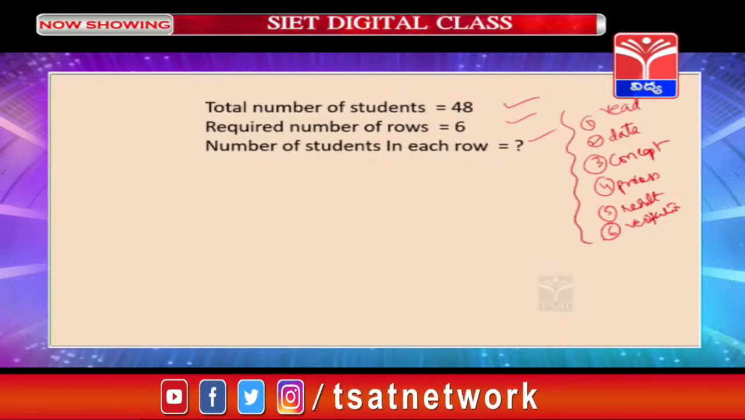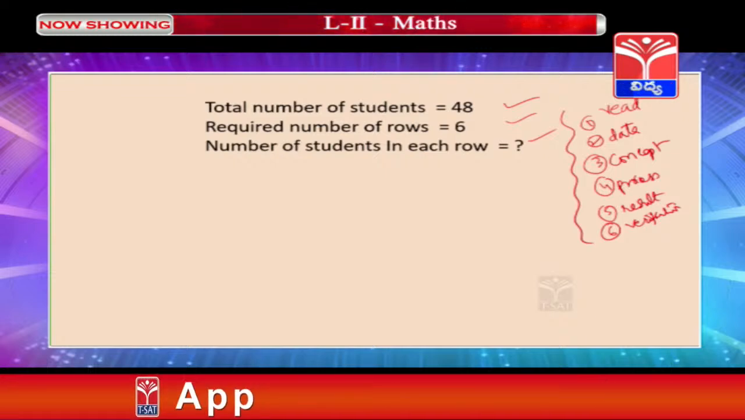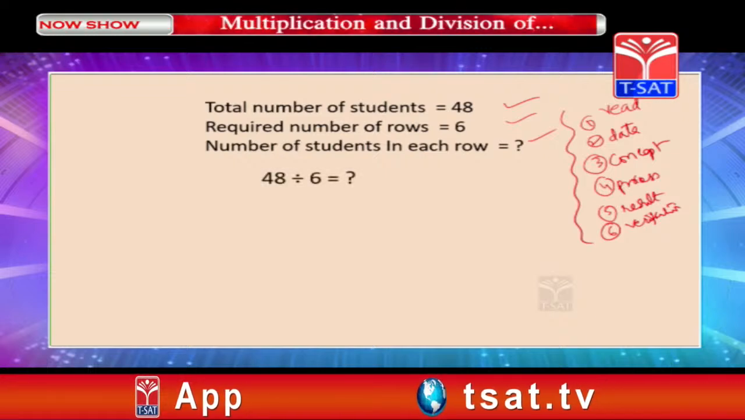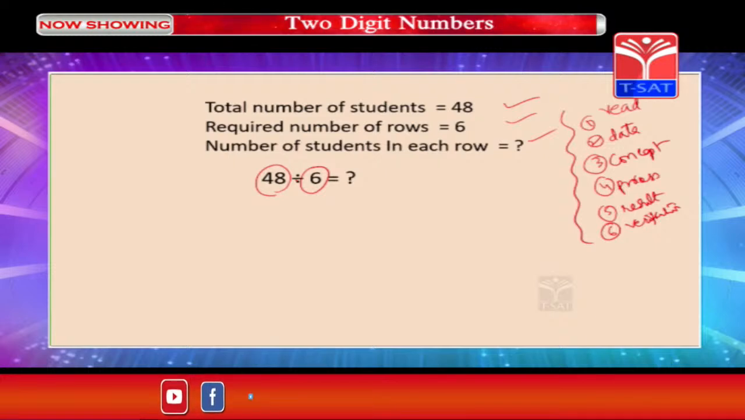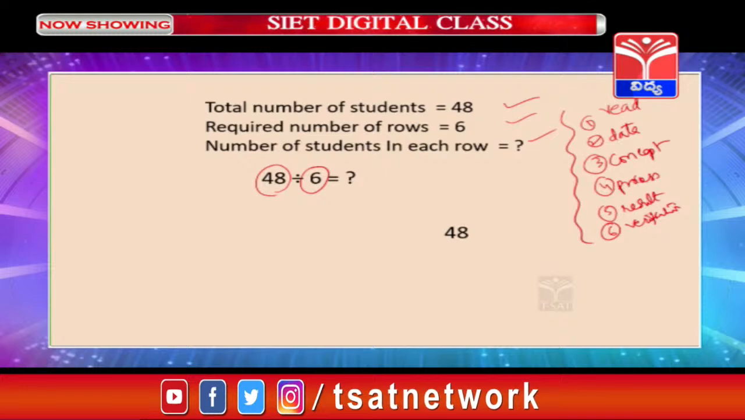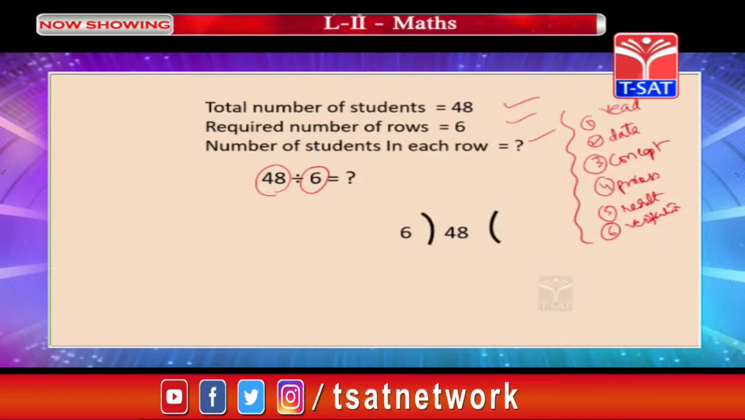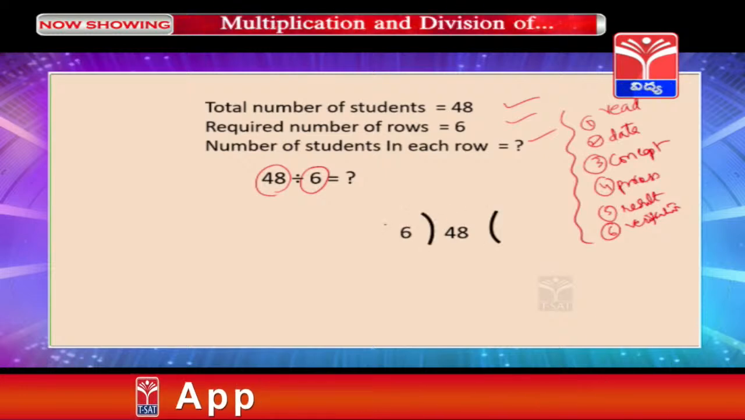First we read: the total number of students is 48 and the required number of rows is 6. The number of students in each row is what they want. So 48 students will be rearranged or regrouped as 6 groups. In each group how many students will come? Go for the standardized method. So 48 is the dividend here and 6 is the divisor here.